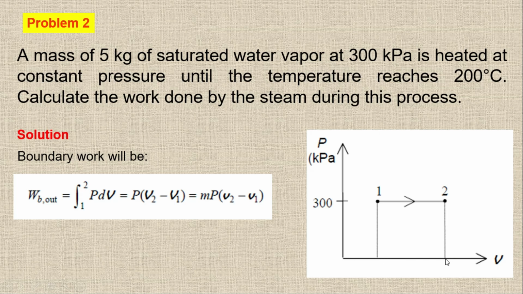So how can we get the volumes? Starting from here, you can see at state number 1, we have 300 kilopascal, and we have saturated water vapors. As we studied in chapter number 3, we have to use the steam tables for this case, and we will check the values from the steam table. So we have 300 kilopascal and the saturated water vapor, and then at state number 2 we have 300 kilopascal and 200 degrees Celsius.